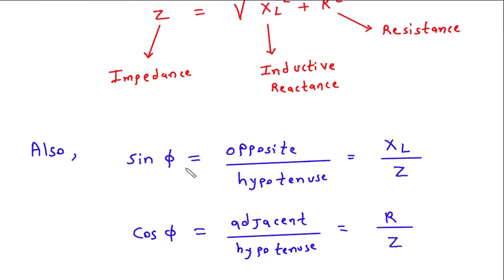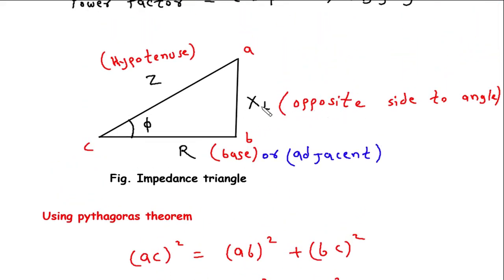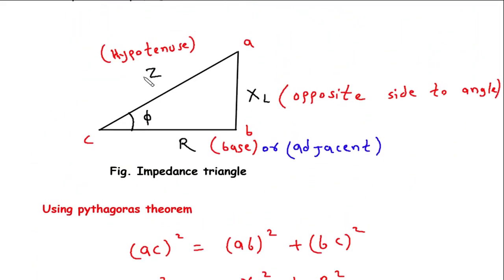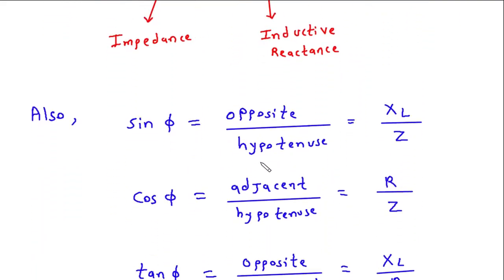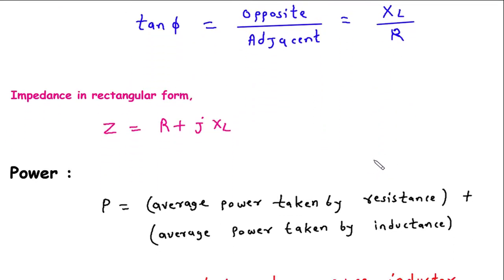Also sin phi is equal to opposite side upon hypotenuse. Now opposite side is XL and hypotenuse is Z. So the formula for sin phi is equal to XL by Z. Now cos phi is equal to adjacent side upon hypotenuse, so cos phi is R by Z. Tan phi is equal to opposite side upon adjacent, so XL by R. Now impedance in rectangular form is Z is equal to R plus jXL.